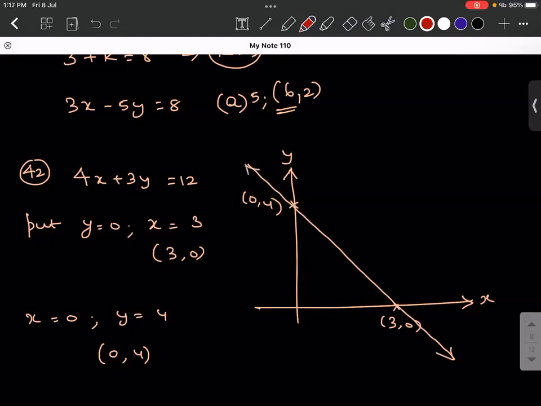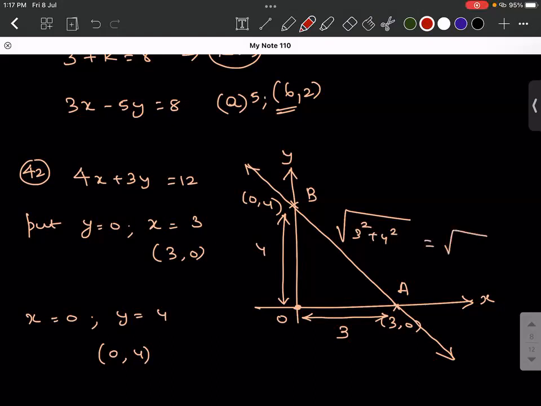So when you join these two, you get a right angle triangle AOB. Is it right? So how much is this distance? So this is 3. Very good. This is 4. So this will be root of 3 square plus 4 square. How much is that? That is root of 9 plus 16, which will give you root of 25, or 5. Remember, 3, 4, and 5 are called Pythagorean triplets.